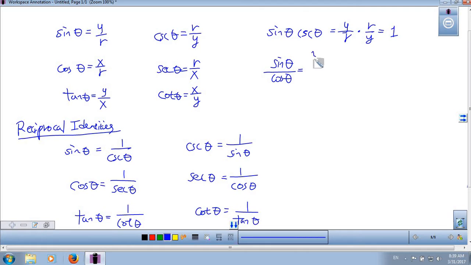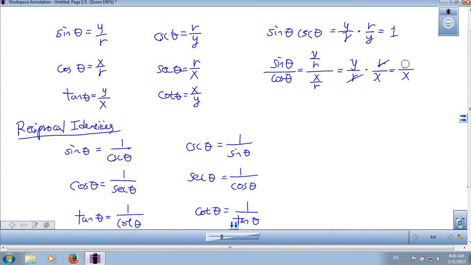So sine is y over r. Let's say r is not 1 right now. Cosine is x over r. But when you divide by a fraction, you multiply by its reciprocal, right? So you multiply by the reciprocal of the denominator, which is r over x. As you can see, the r cancels out, so this becomes y over x.